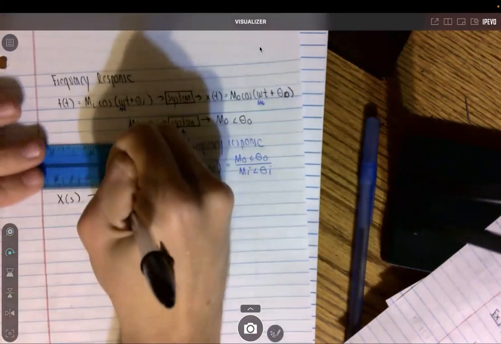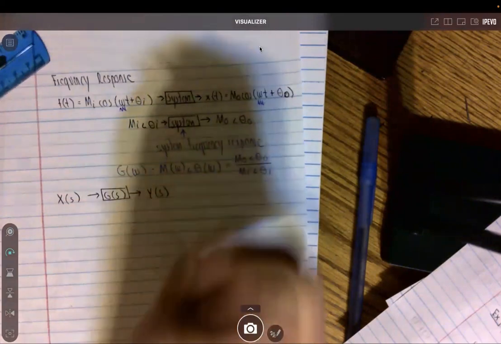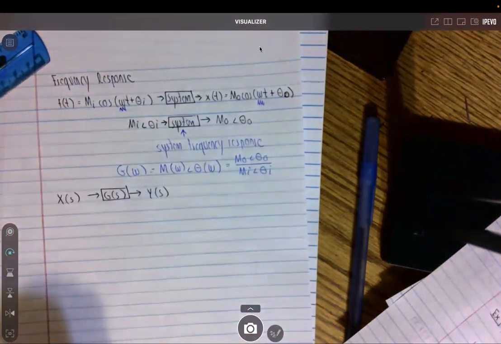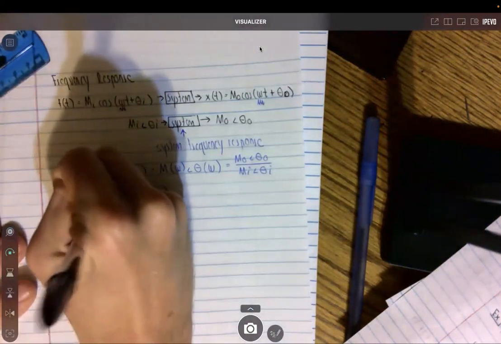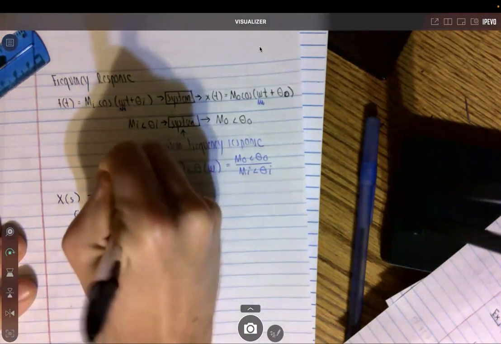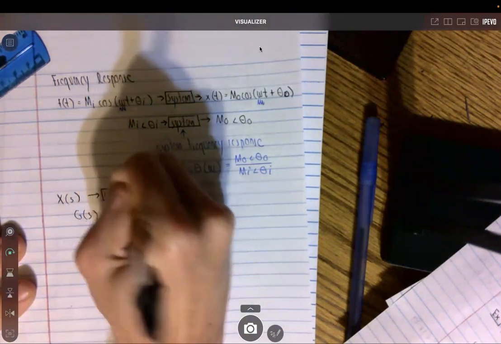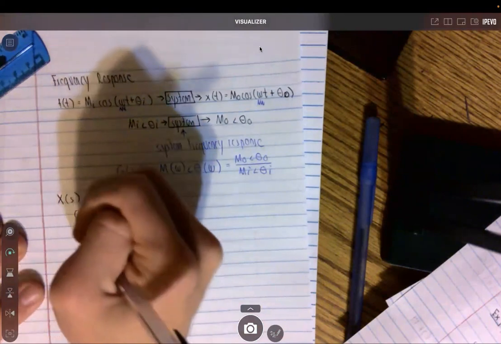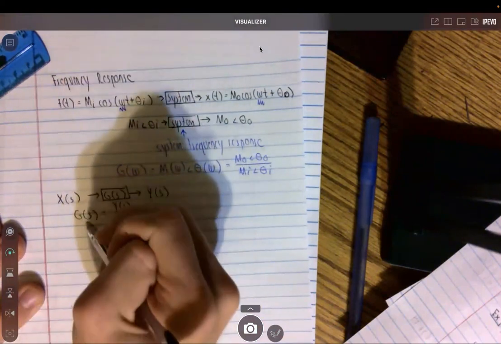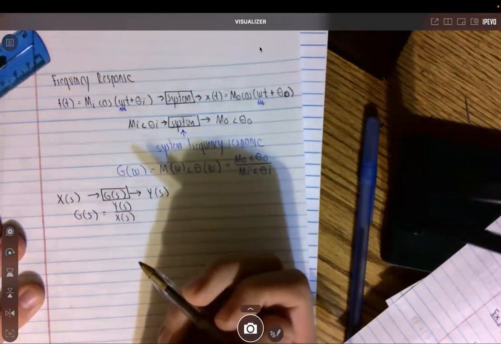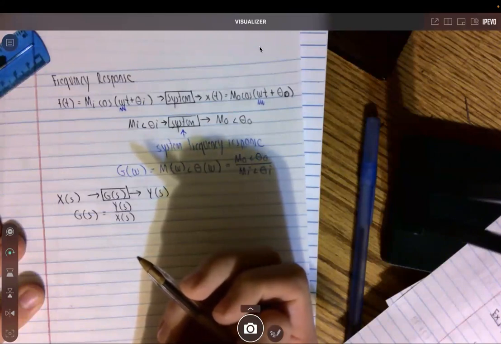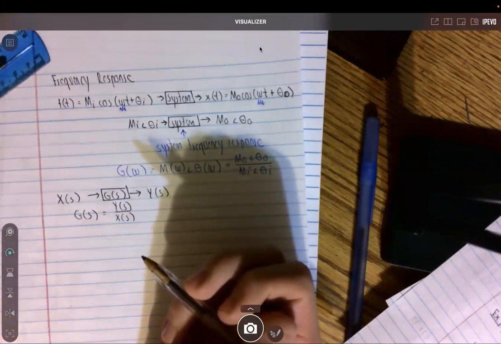So we're used to seeing it in this block diagram format. And what we're going to notice is that your G of S, you can calculate it. It's just the output Y of S over the input X of S. And your magnitude frequency response, because remember, S is complex frequency, has the sigma, which is the real part, plus J omega, which is your imaginary part.